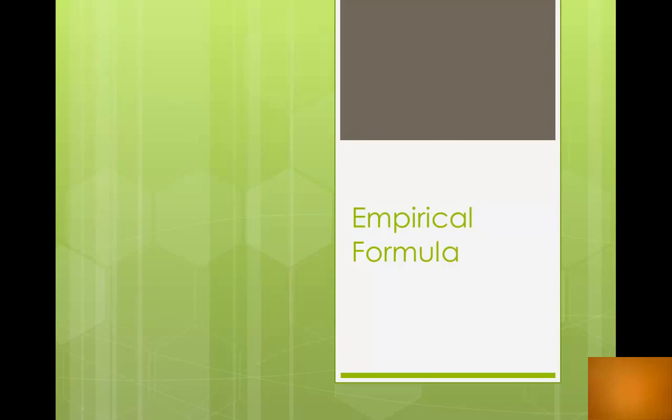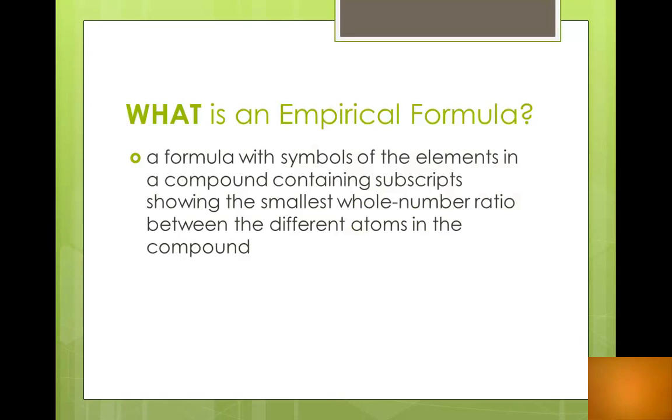Empirical formulas. What is an empirical formula? This is a formula with symbols of the elements in a compound containing subscripts showing the smallest whole number ratio between the different atoms in the compound. Again, the most important words here are smallest whole number ratio.